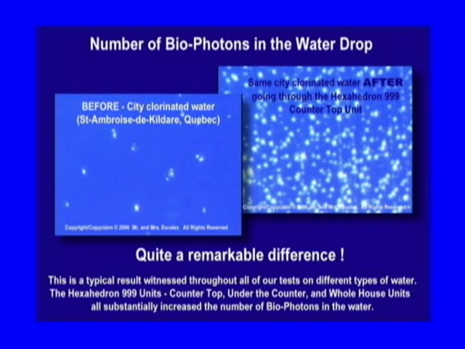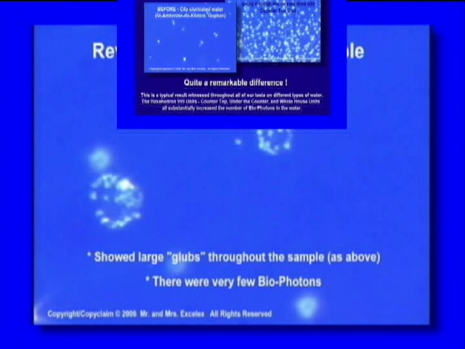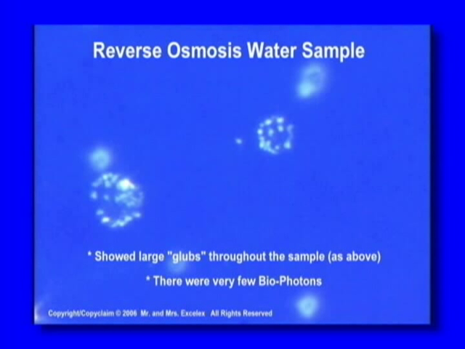This is a typical result witnessed throughout all of our tests on different types of water. The hexagon 999 units, countertop, under the counter, and whole house units all substantially increase the number of biophotons present in the water. We are now looking at a sample of reverse osmosis water. This water was full of these large crystallized globs, as seen on the screen. Reverse osmosis water contained very few biophotons.